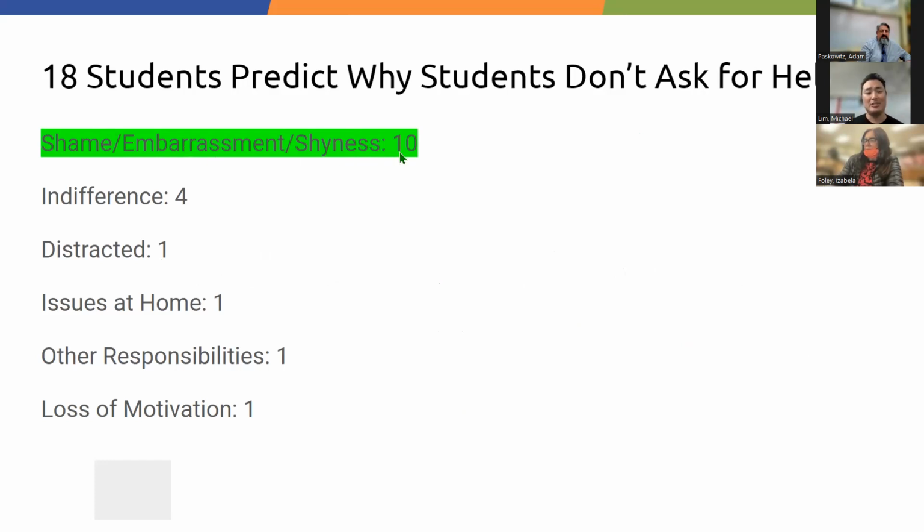10 out of 18 students said it's because they're ashamed or they're shy. 4 out of 18 said that they were indifferent. And then a few others said that they were other reasons.